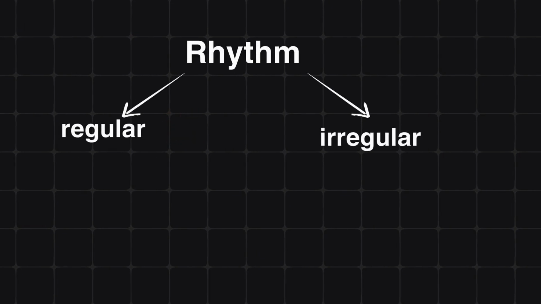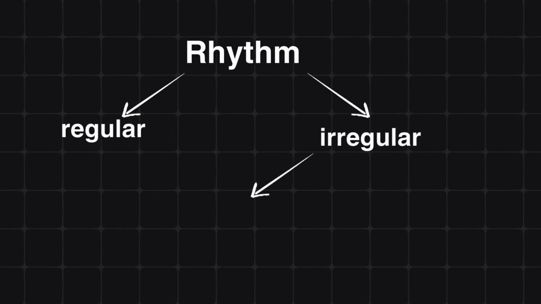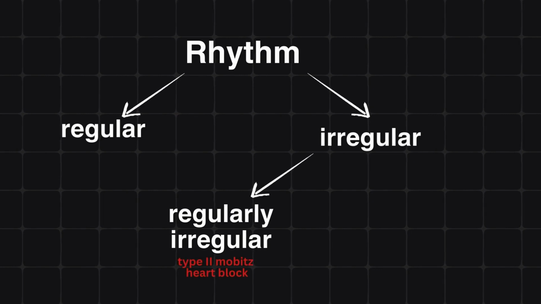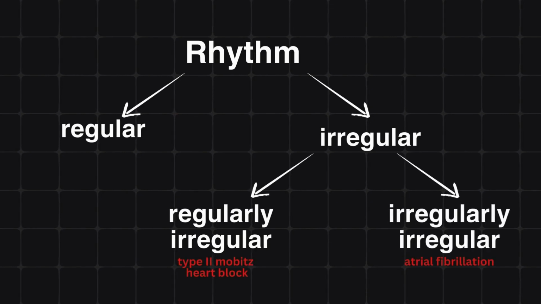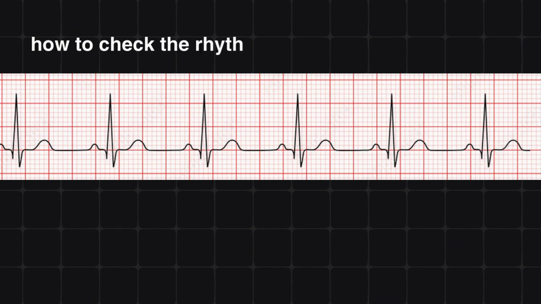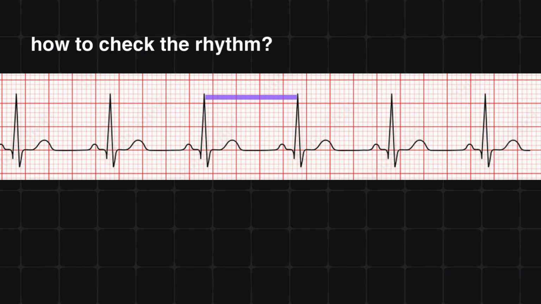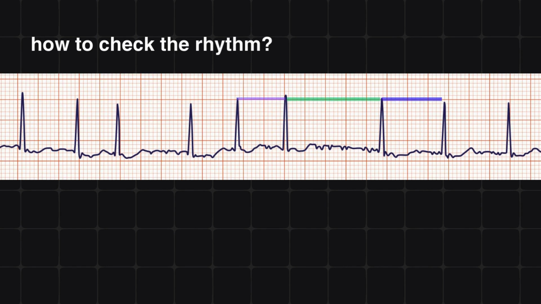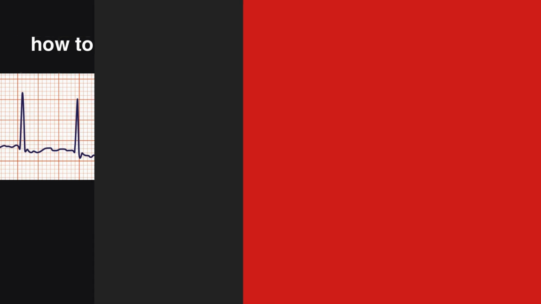Rhythm can either be regular or irregular. Irregular rhythm can be regularly irregular, as in some AV blocks, or irregularly irregular, as in atrial fibrillation. So, how do we check for rhythm? For that, we'll look at the R waves, more specifically, the distance between adjacent R waves, called the RR interval. If the RR interval is constant throughout the ECG, we'll say that the rhythm is regular. But in case the RR interval is varying, or not constant, we'll call it irregular, like in this case. We'll learn more about rhythm abnormalities in future videos.